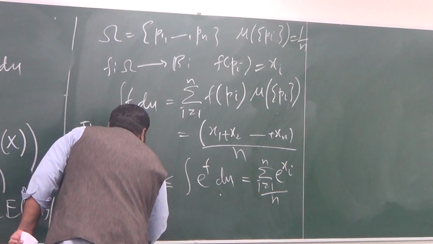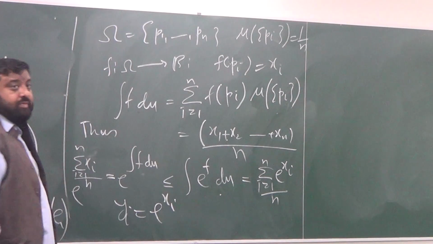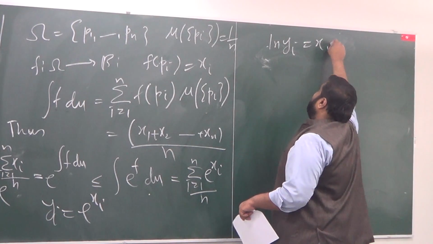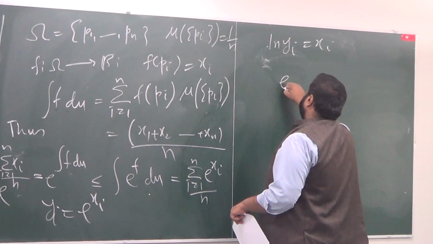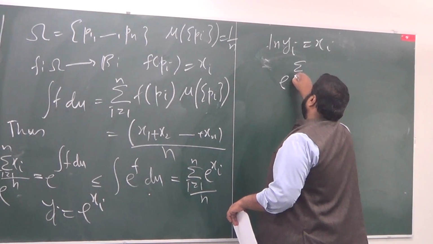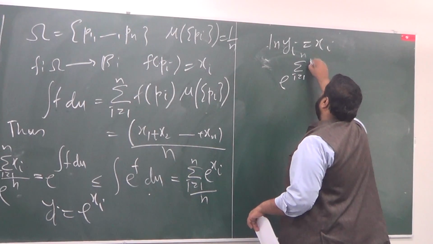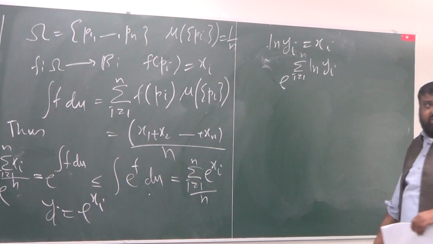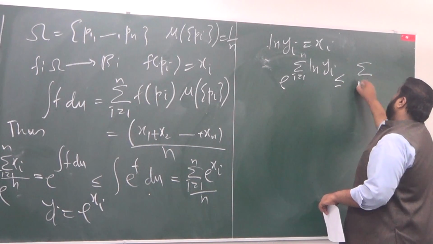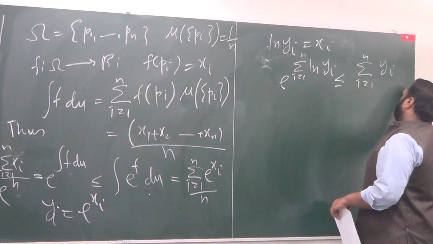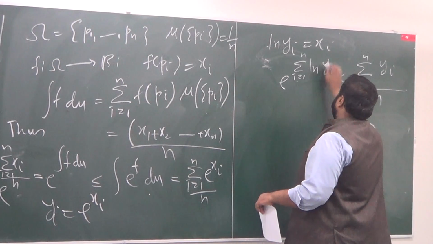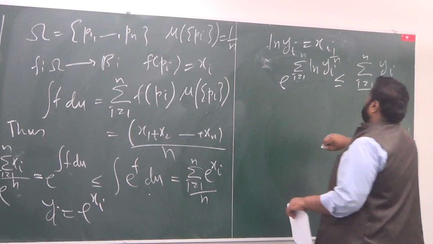Now set y_i to be e to the x_i. The log of y_i is x_i, right? Replace it, and you get e to the sum from 1 to n of log y_i, divided by n, and this is less than or equal to the sum from i equals 1 to n of y_i, divided by n. I can also make it an nth root.